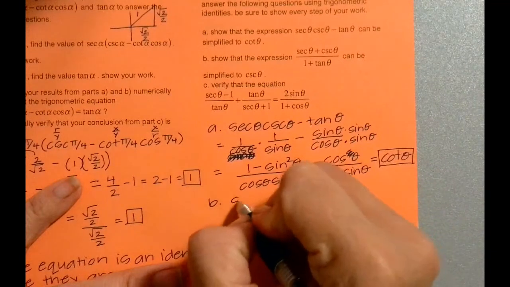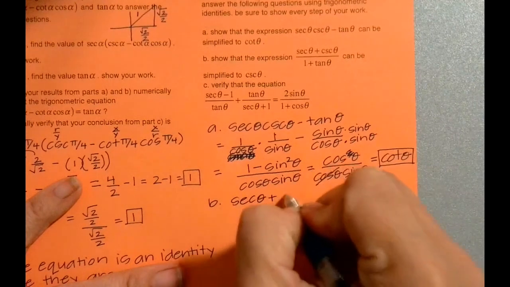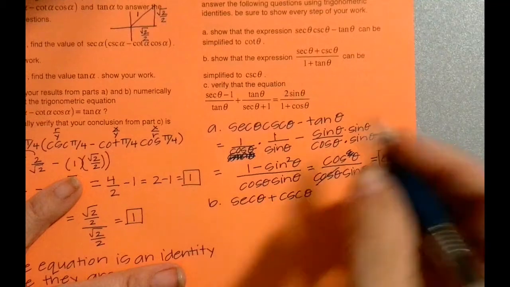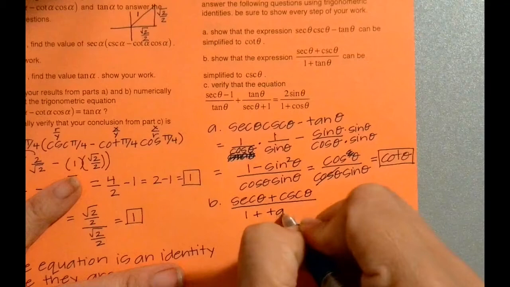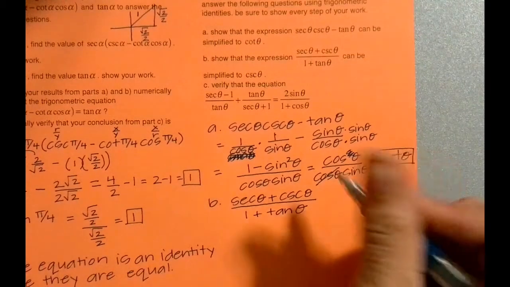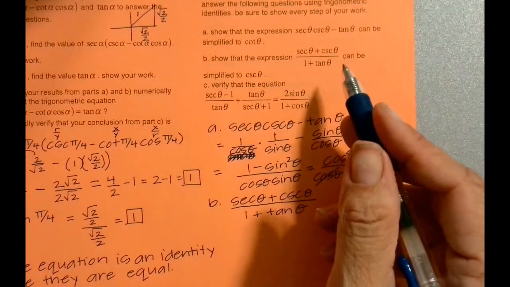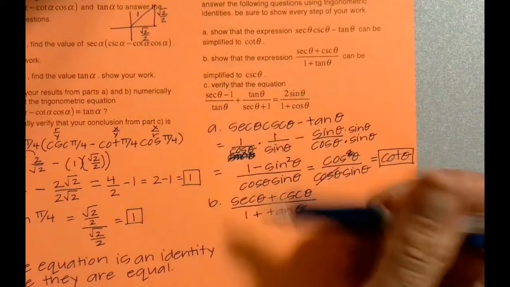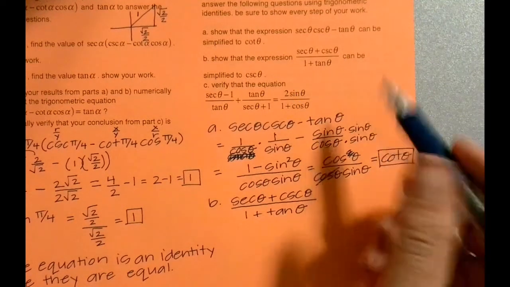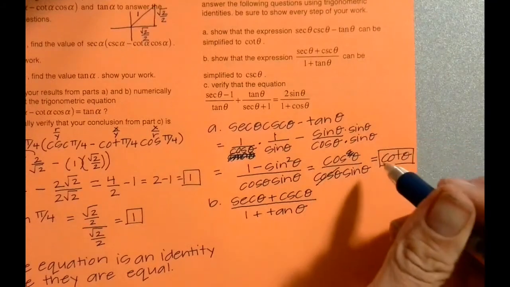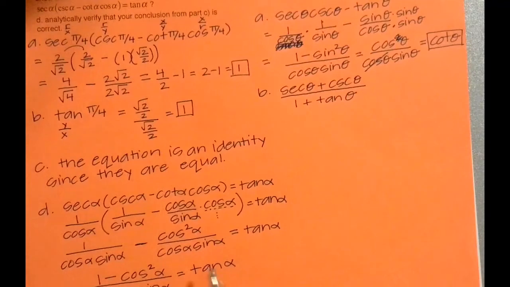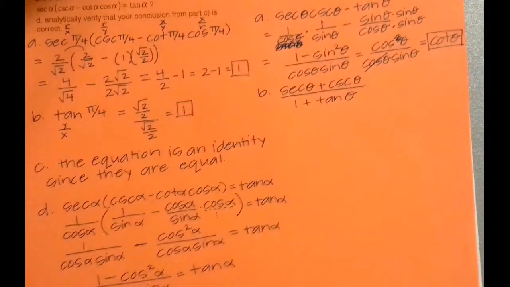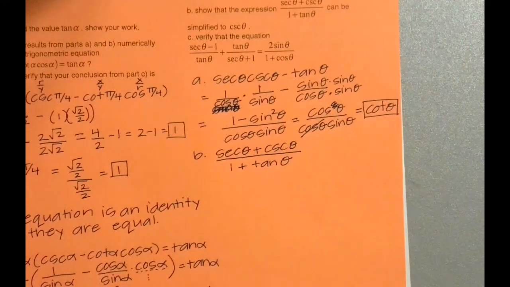Okay, for part B, this one is going to be simplified to, it says, cosecant theta. So again, because this doesn't say verify, it's just saying show that it simplifies. You don't have to write every equal sign on this step. But when you verify, like we did over here, because it said analytically verify, you have to write the equals on each step.